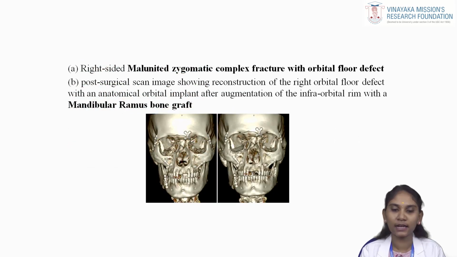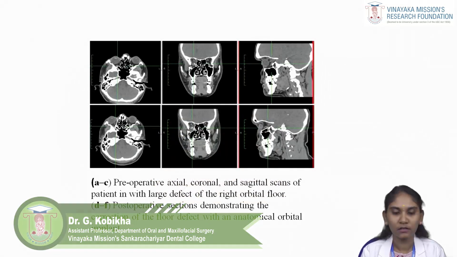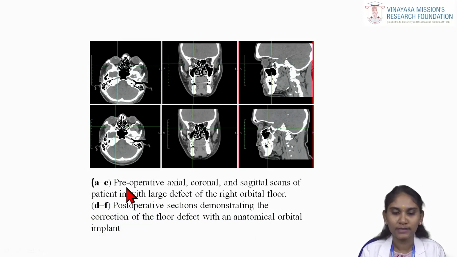And this is a case of a right side malunited zygomatic complex fracture with an orbital floor defect. The post-surgical scan shows the reconstruction of the right orbital floor defect with an anatomical orbital implant after augmentation of the infraorbital rim with a mandibular ramus bone graft. The other picture shows axial, coronal and sagittal scans of the patient where there is a defect of the right orbital floor. Please see carefully. And this is post-operative.